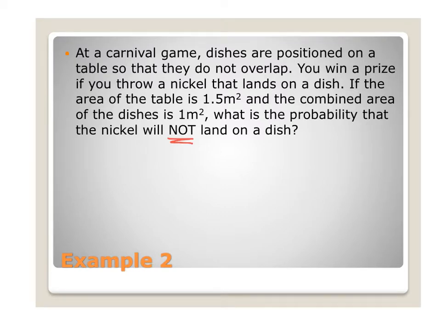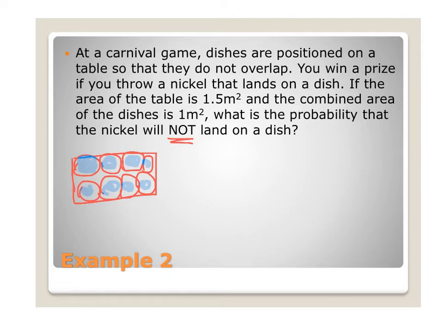So let me give you a little visual. Let's say this is our table, and let's say we have our dishes, and they said that they do not overlap, and they're on the table. If we throw a nickel and it lands on a plate, in this blue shaded area, we would win a prize. So it wants us to know what's the probability that the nickel's not going to land on a dish.